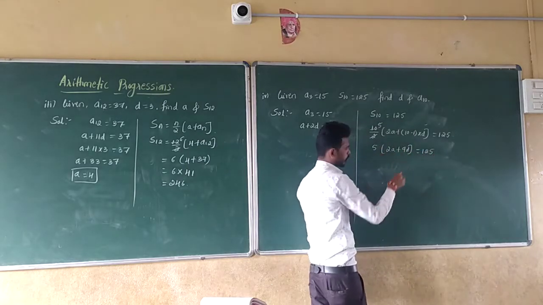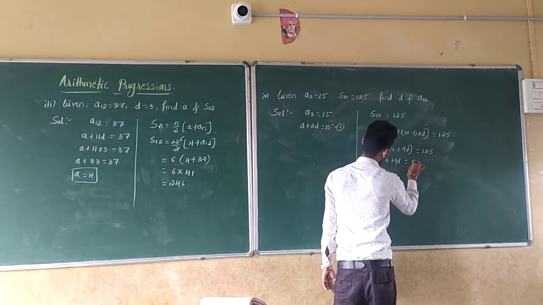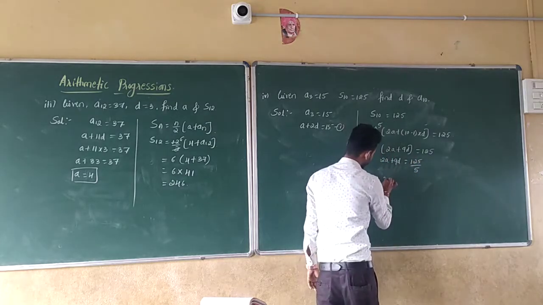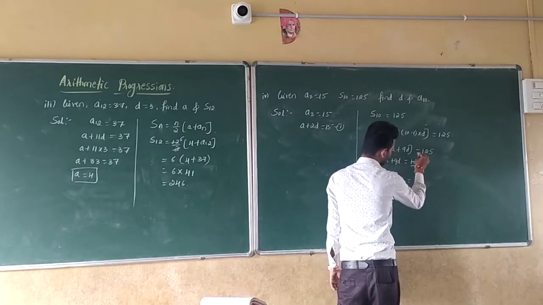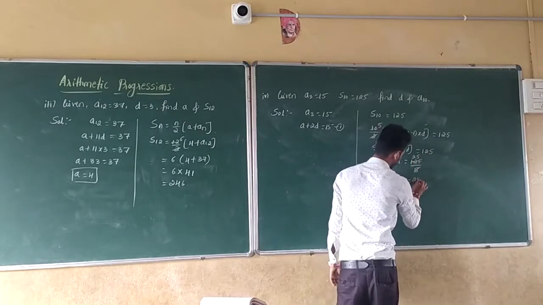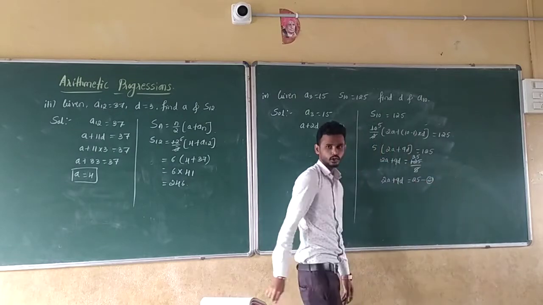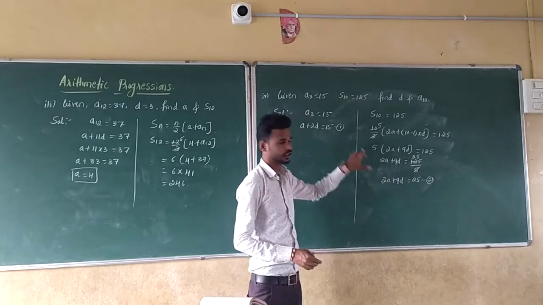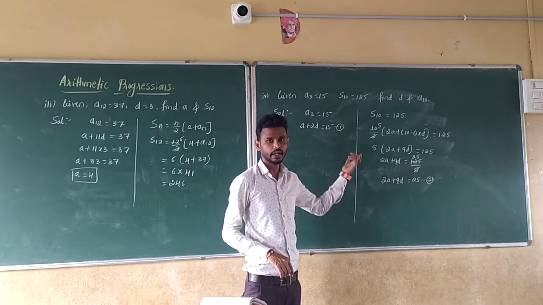Now take 5 to the other side, that will become division. 2a plus 9d is equal to 125 divided by 5. So 2a plus 9d is equal to 25. Let us take this as equation 2. Now these two are a pair of linear equations in two variables. Solve those two by either substitution or elimination.